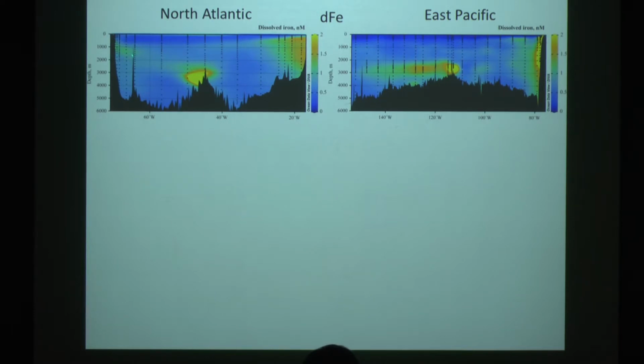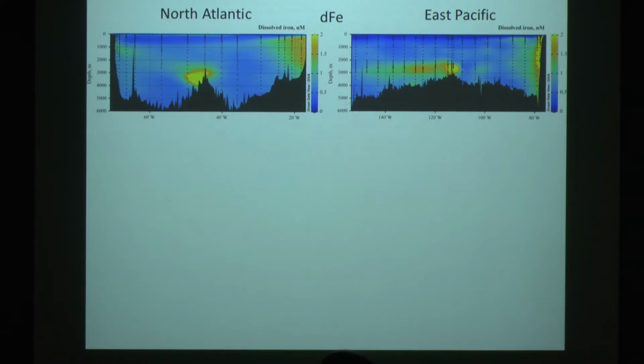That's Bermuda right here. This is like Woods Hole, sort of. And the black is your bathymetry. This is the Mid-Atlantic Ridge. So what you can see here is there are very high concentrations associated with hydrothermal vents in the mid-ocean ridge.